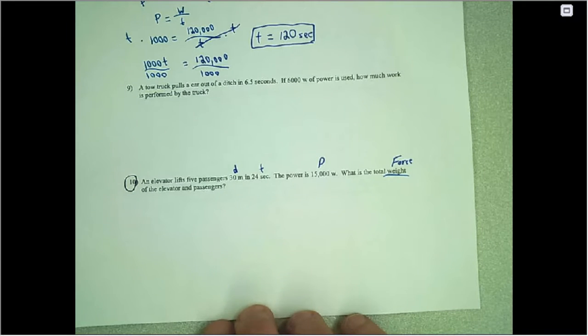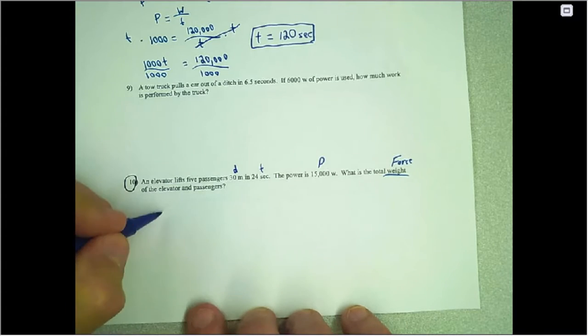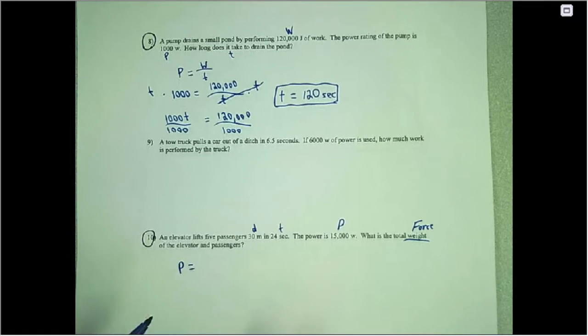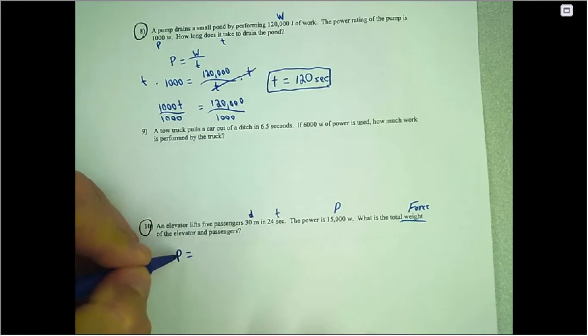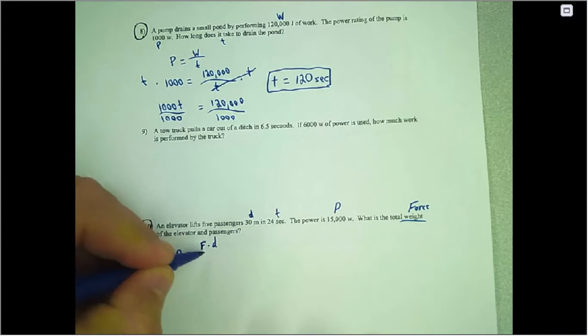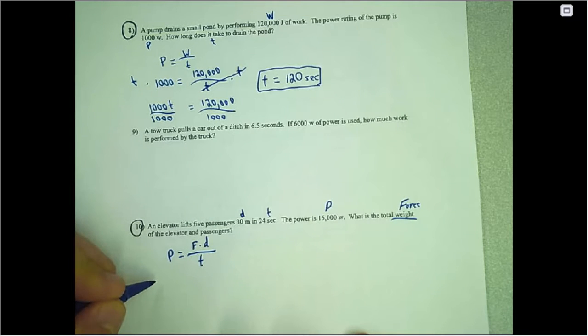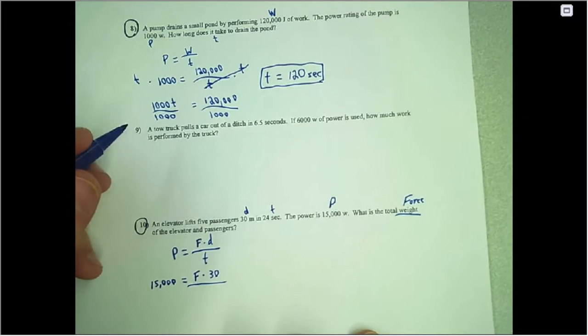And in order to do that, we just used power in the problem above as power equals work divided by time. But we don't know the work. But we do know another formula for power, and that is power equals force times distance divided by time, because force times distance is work. So we can use those interchangeably. Okay? So now we can plug in what we know. We know the power, so for P we're going to put in 15,000. We don't know the force, so we're going to leave that. The distance we know is 30 meters, and the time we know is 24 seconds.